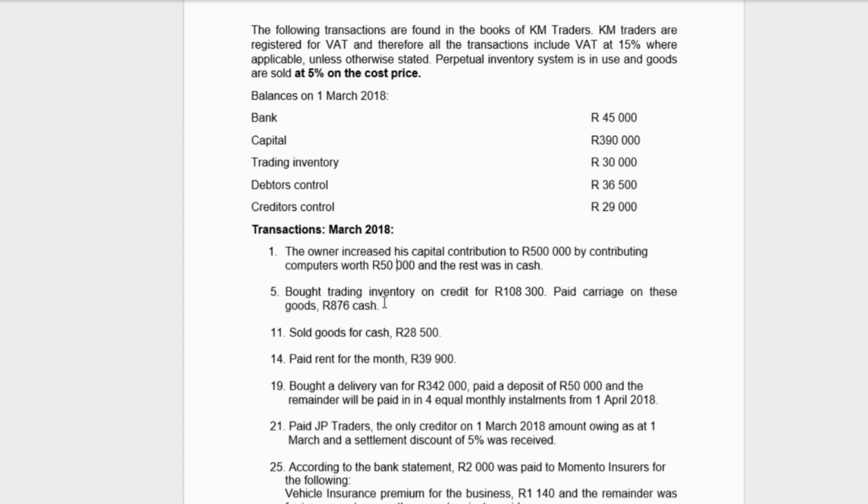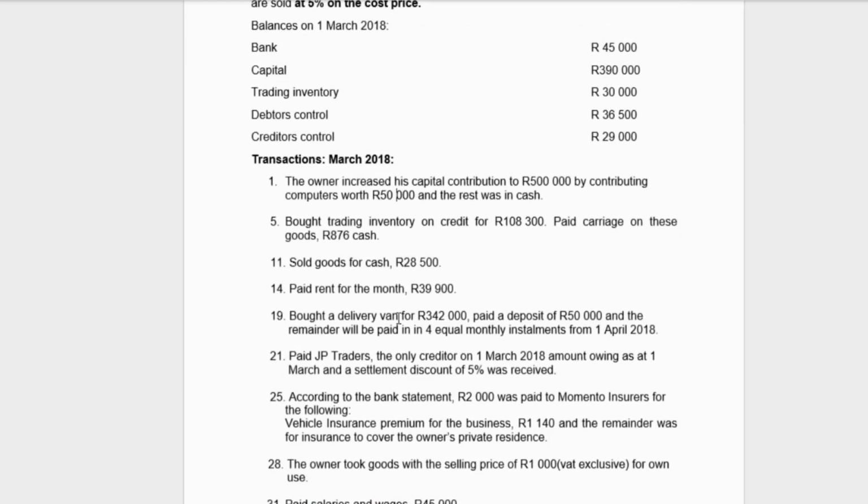I'm just gonna read the transactions for you, and then after that I'll be reading and recording these transactions. So transaction number 1, it says the owner increased his capital contribution to 500,000 by contributing computers worth 50,000, and the rest was in cash.